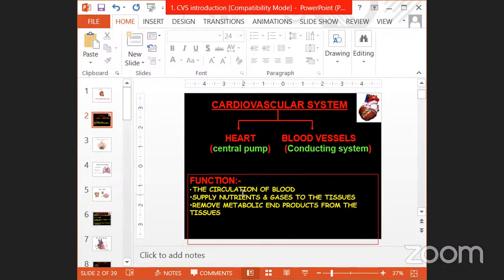So the functions of the cardiovascular system, we can say that it helps in the circulation of blood, supply nutrients and gases to the tissues, remove metabolic end products from the tissues.